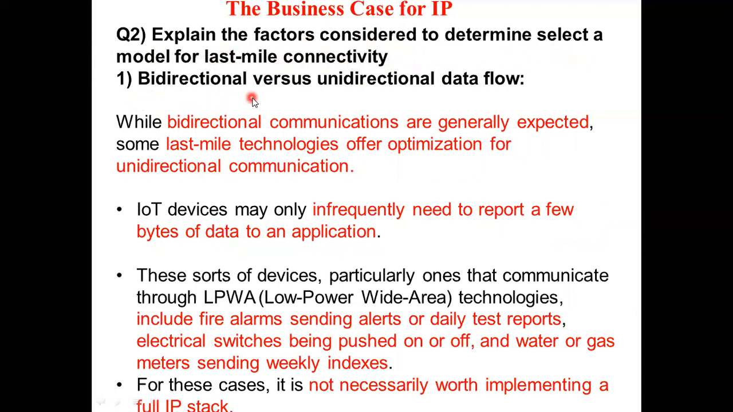First one is bidirectional versus unidirectional data flow. For example, I want to communicate with your people. It is bidirectional. There the IP is already satisfying, and we only have to do the modification to optimize that. In the last mile, very far place communication, maybe a unidirectional way has to be implemented, and for that particular application which is required, that only has to be put in.